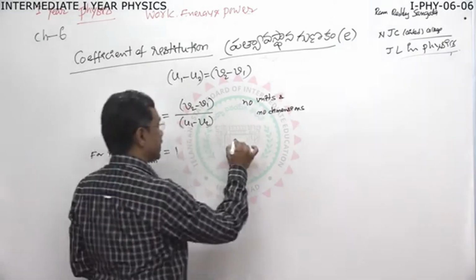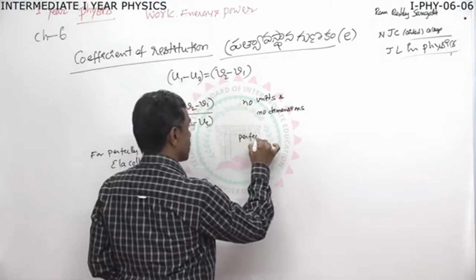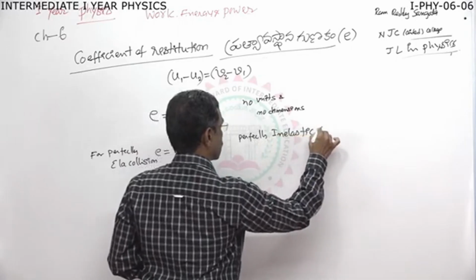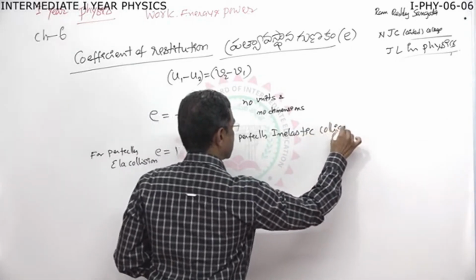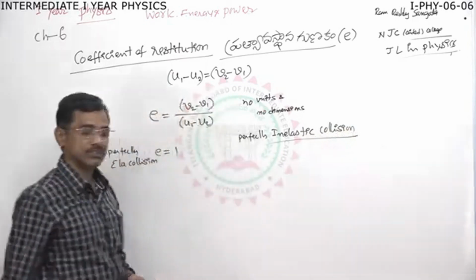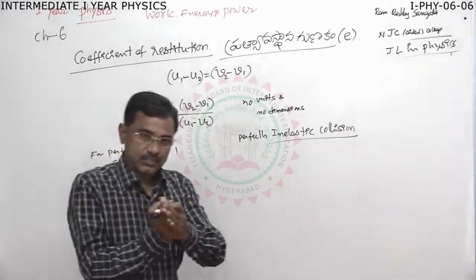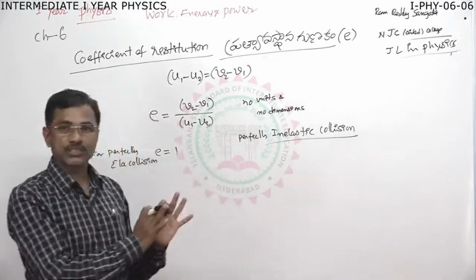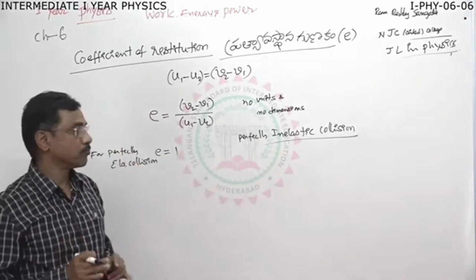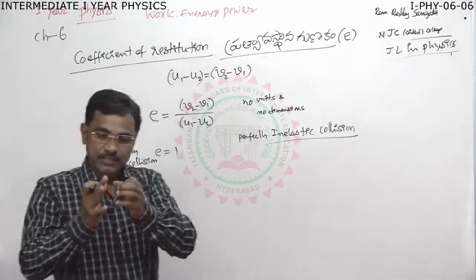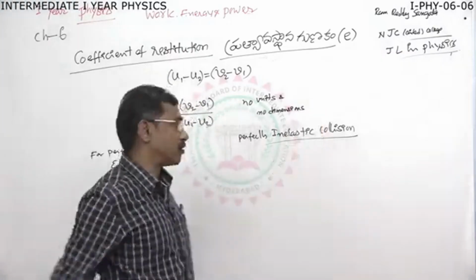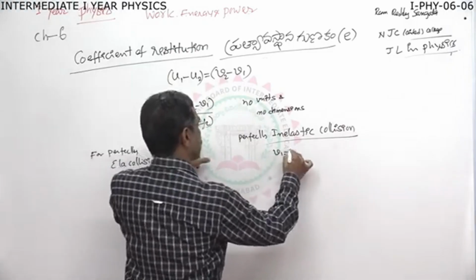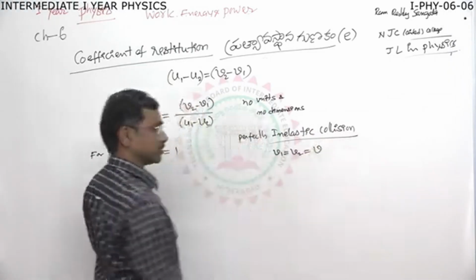And if it's a perfectly inelastic collision, as we already discussed, they'll collide, stick together, and move with some common velocity, right? So that means after collision, both the bodies will move with the same velocity. So in case of perfectly inelastic collisions, V1 will be equal to V2. Both will move with some common velocity.